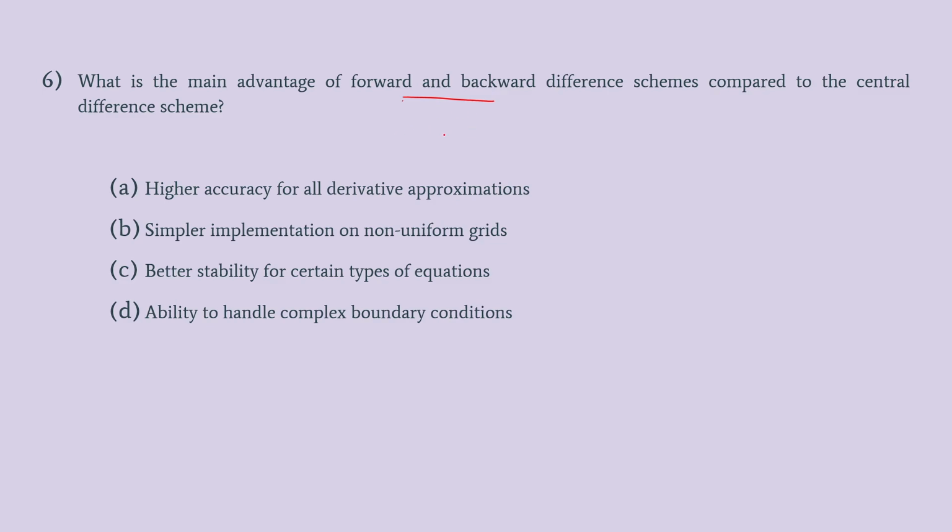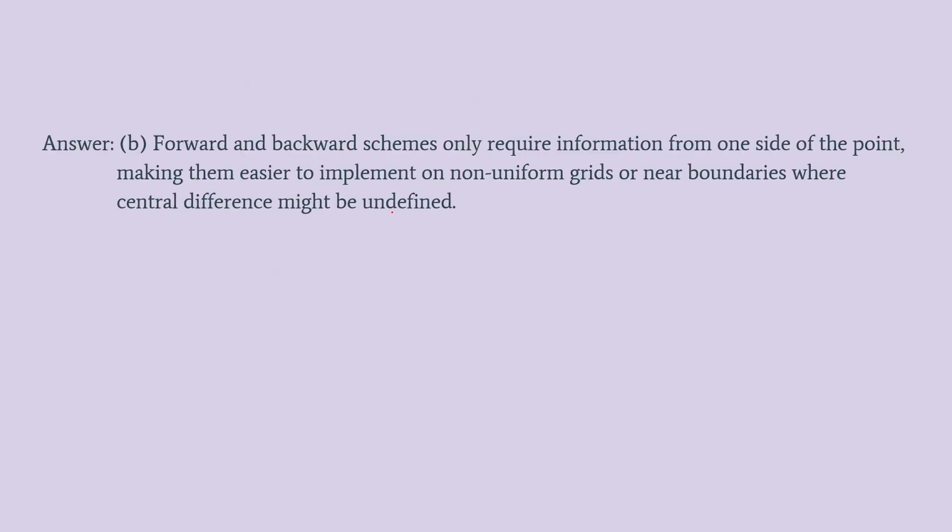So our answer is option B, simpler implementation on non-uniform grids. Because if you remember, in forward and backward difference schemes, we only need information from one side. That is, in forward scheme, the difference is in I plus 1 and I, whereas in backward difference scheme, it is I and I minus 1. So in both these schemes, we need information from one of the either sides.